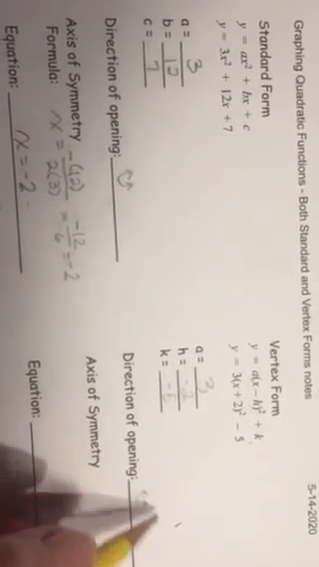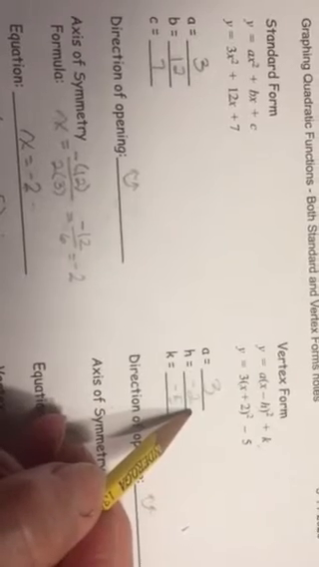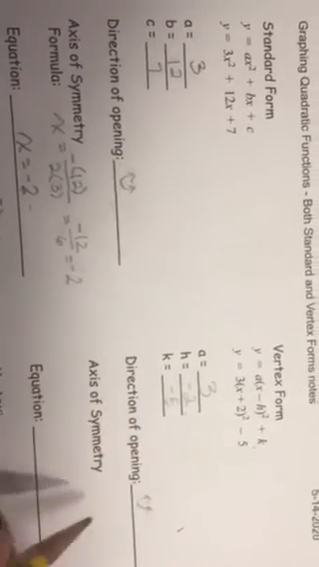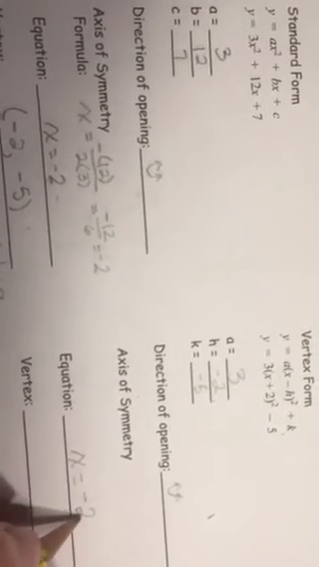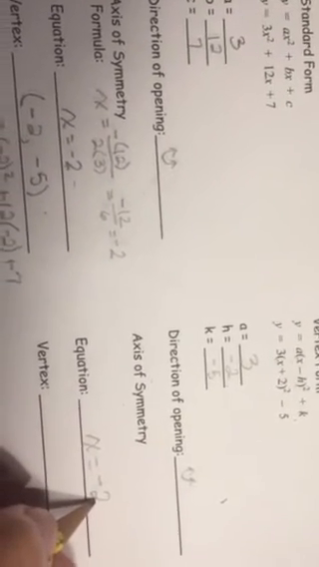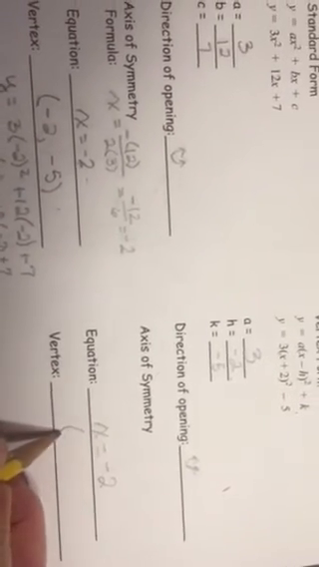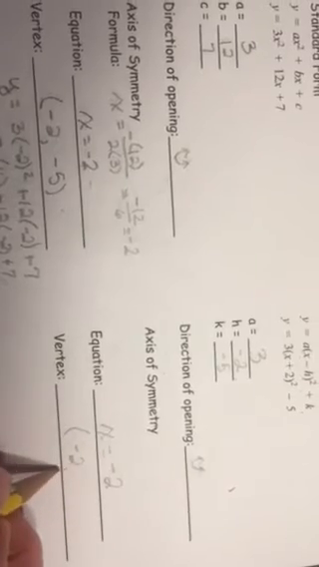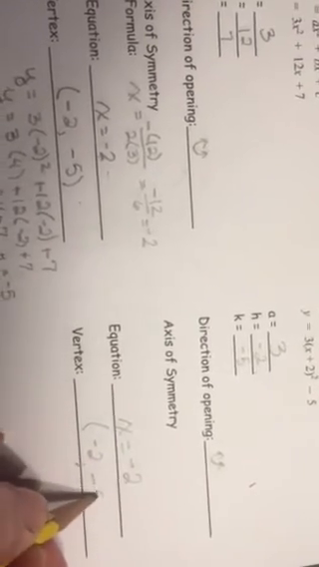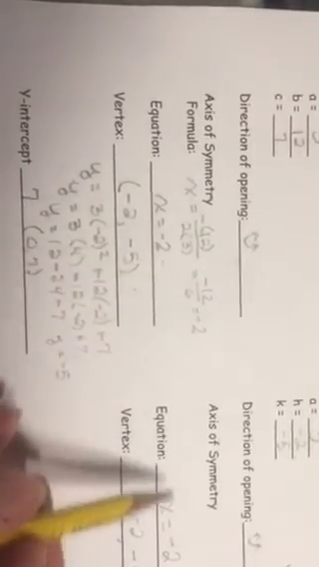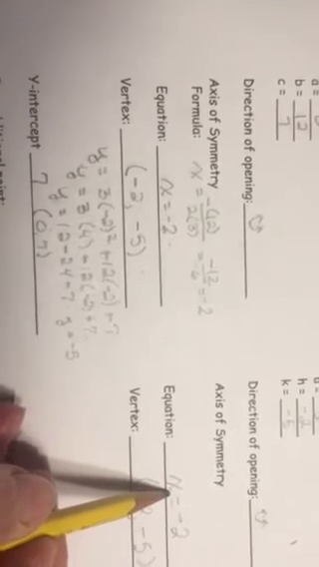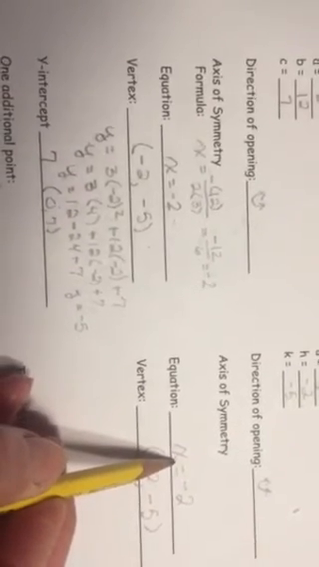The axis of symmetry I read right from here. My x is equal to my h value. That is the axis of symmetry. No calculating required. The vertex too, I don't have to calculate anything. It's the h comma k. So my h is negative 2. My k is negative 5. And look at this. We have the same vertex, the same axis of symmetry, because these two equations, even though they're in different forms, are actually describing the same parabola.